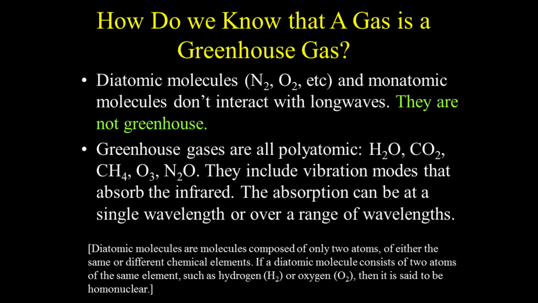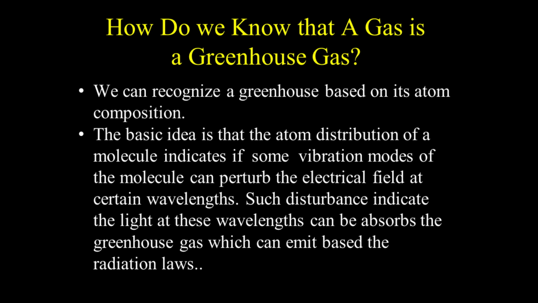Greenhouse gases are all polyatomic, that is, H2O, CO2, CH4, O3, and N2O. They include a vibration mode, which is the transition that absorbs the infrared. The absorption tends to be at a single wavelength. So, we can recognize a greenhouse gas based on its atom composition.